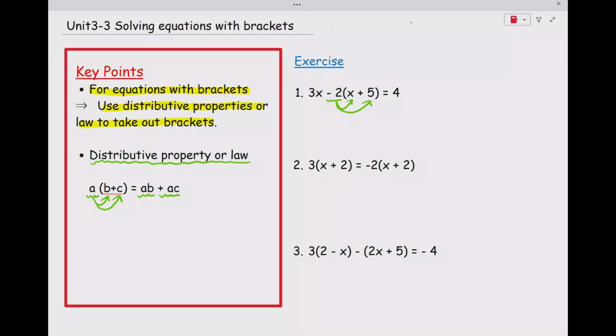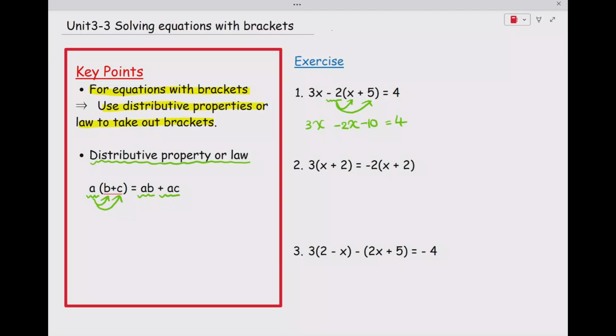So, first, minus 2 times x. Then you get minus 2x. And now multiply the minus 2 onto the plus 5. Then you get minus 10. Putting these two together, it becomes minus 2x minus 10. So the original equation becomes 3x minus 2x minus 10 equals 4.